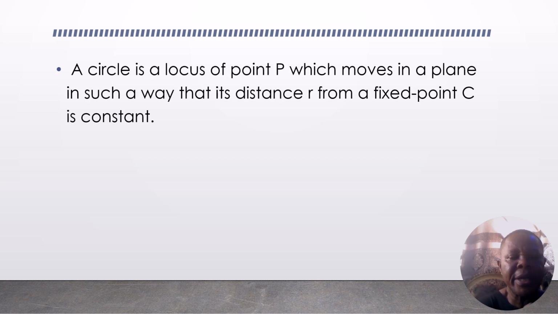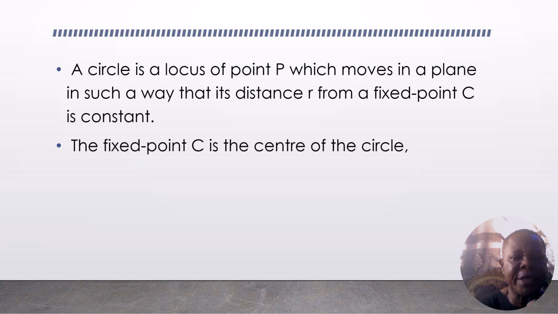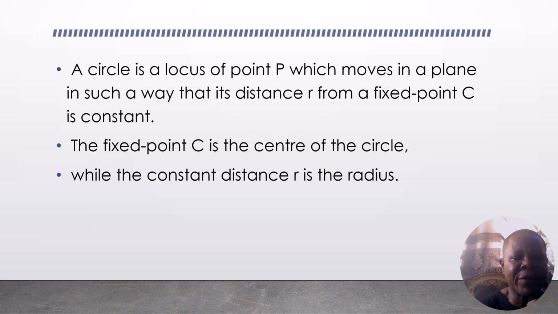First, what is a circle? A circle is a locus of a point P which moves in a plane in such a way that its distance r from a fixed point C is constant. The fixed point C is the center of the circle, while the constant distance r is the radius. The path traced by the moving point is the circumference of the circle.